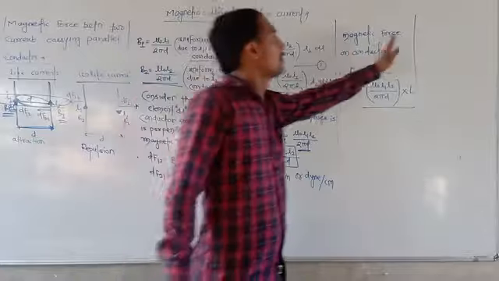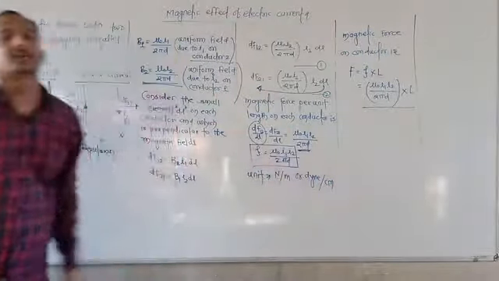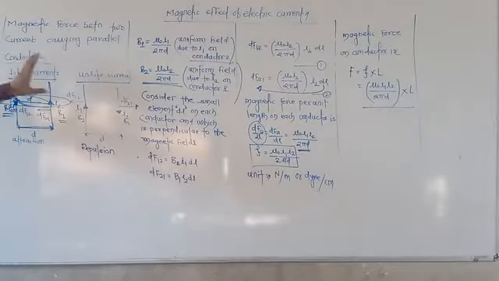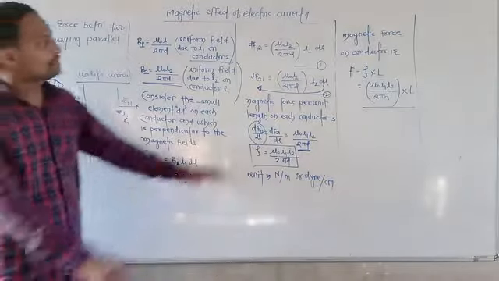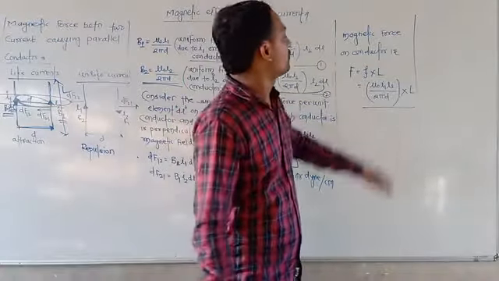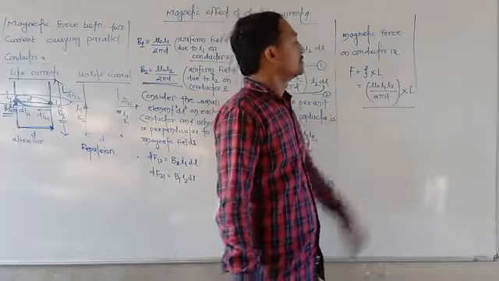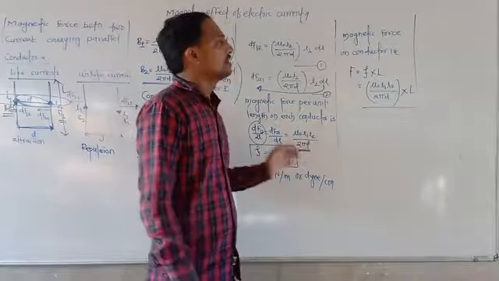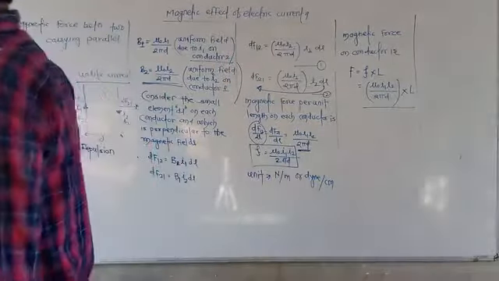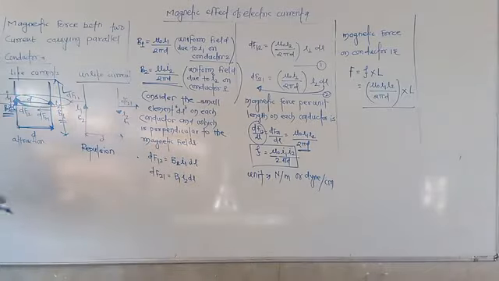Now the magnetic force on the conductor. We studied this for the smallest element of the current carrying conductor. If the conductor has length L, we multiply small f by L, and we get the equation: the magnetic force on the current carrying conductor is mu 0 I1 I2 upon 2 pi d into L. So this is all about the magnetic force between two current carrying parallel conductors.